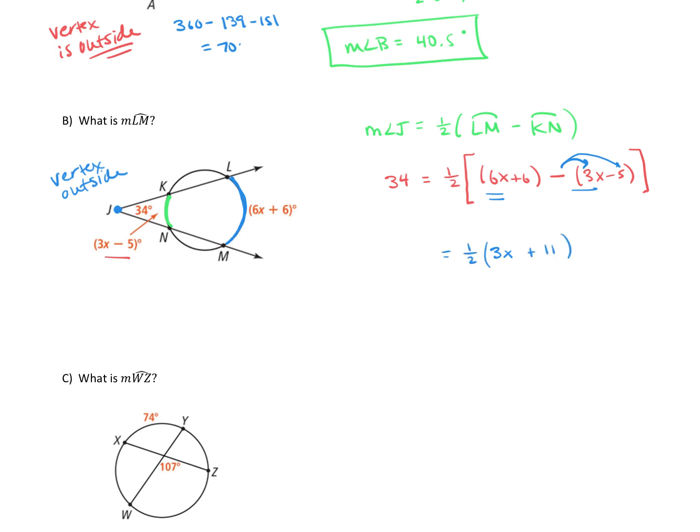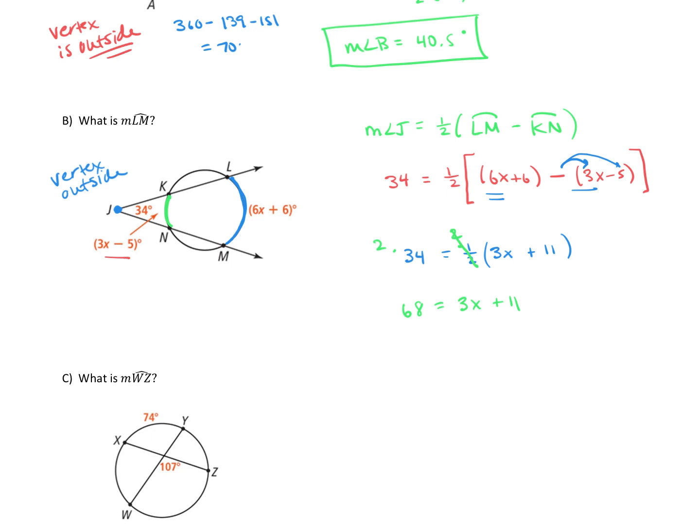I'm going to carry down the 1/2, the equals, and the 34. So that looks a little bit better. Now, if you're trying to solve for anything inside the parentheses here, it's going to be nice to get rid of that 1/2 so that we can unlock our parentheses and start solving that. So to get rid of the 1/2, we're just going to multiply by 2. 2 times 1/2 is 1, so it simplifies away. 2 times 34 is 68, so we have 68 equals 3x plus 11.